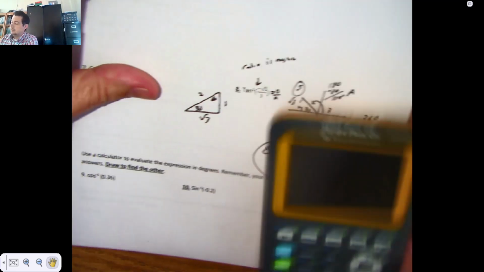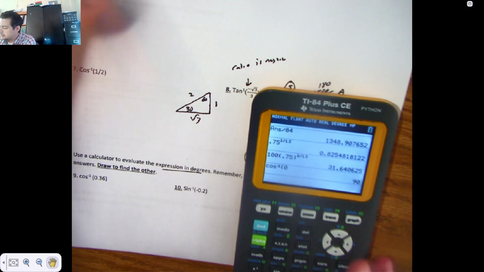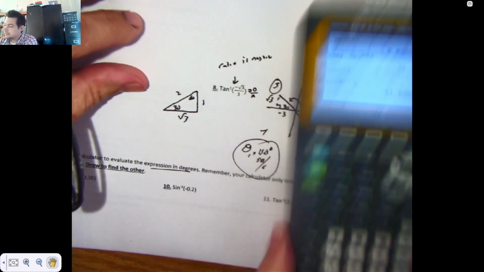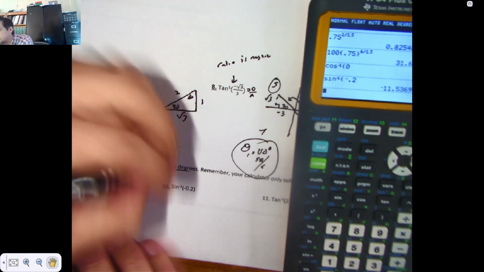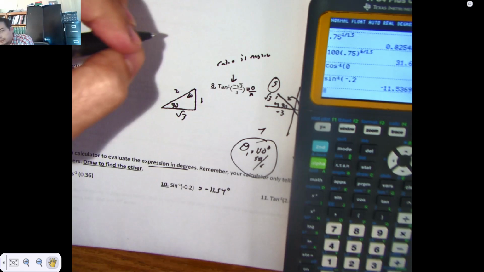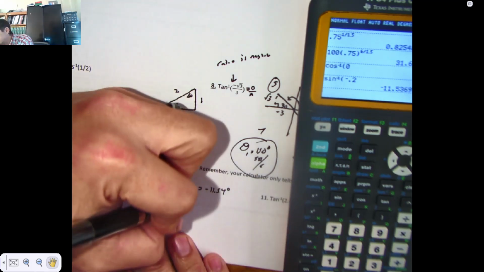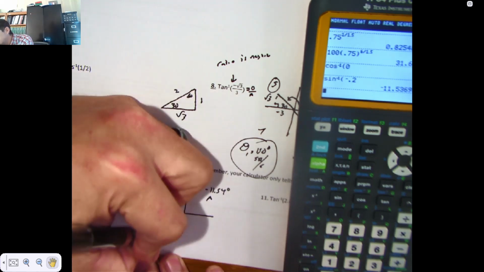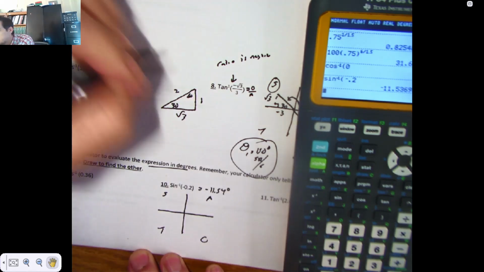Let's see, instruction set down here says use a calculator to evaluate the expression in degrees. Remember, your calculator only tells you one answer, draw to find the other. And it just says in degrees. So let's see what the arc sine of negative 0.2 is. It's not going to be a pretty number. It's negative 11.54 degrees. Now, you draw to find the other one. So you also use all schools torture children. I'll probably teach you a more explicit one in class, but I'm not going to record that one.